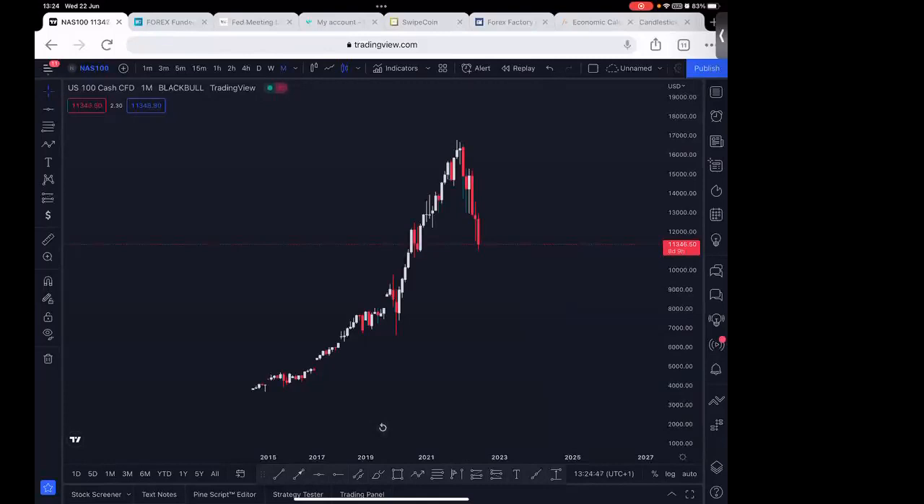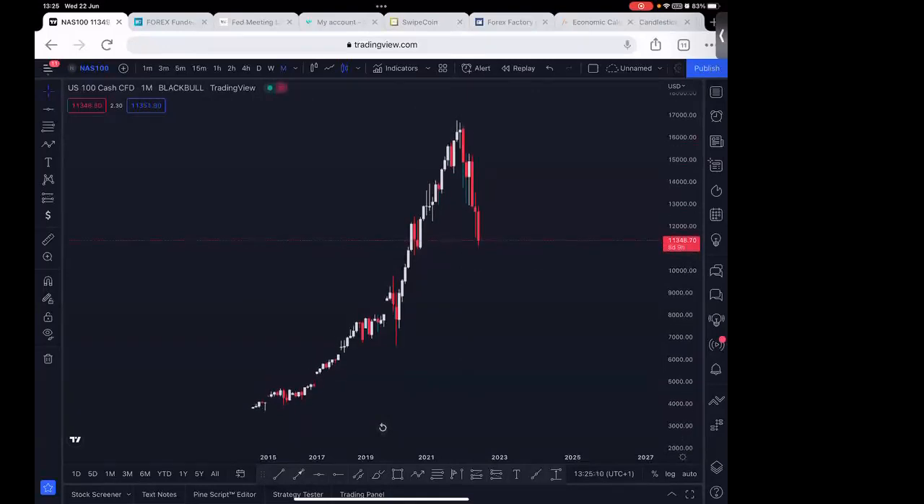Trend is where did the market start? Where is the market at? Write that down. Where did the market start? Where is the market at? Market started here. Market is currently here. Has it made progress or has it declined? It has made progress. So on the monthly time frame, it is in an uptrend.